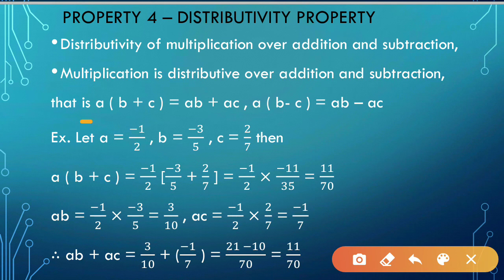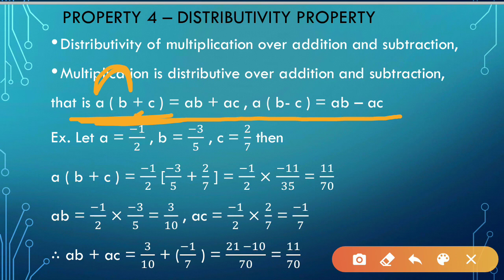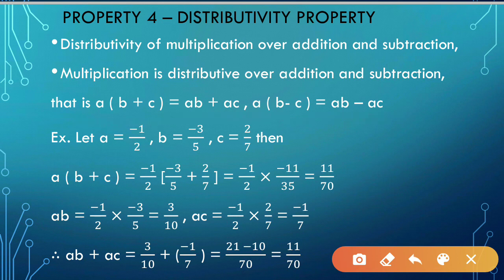This is the necessary condition which you have to learn: distributivity of multiplication over addition and subtraction. This is A multiply B plus C, and what is the sign? The sign is plus. Here is the distributive property over multiplication, because A into B minus A into C, and here the sign is subtraction. Multiplication is distributive over addition and subtraction.